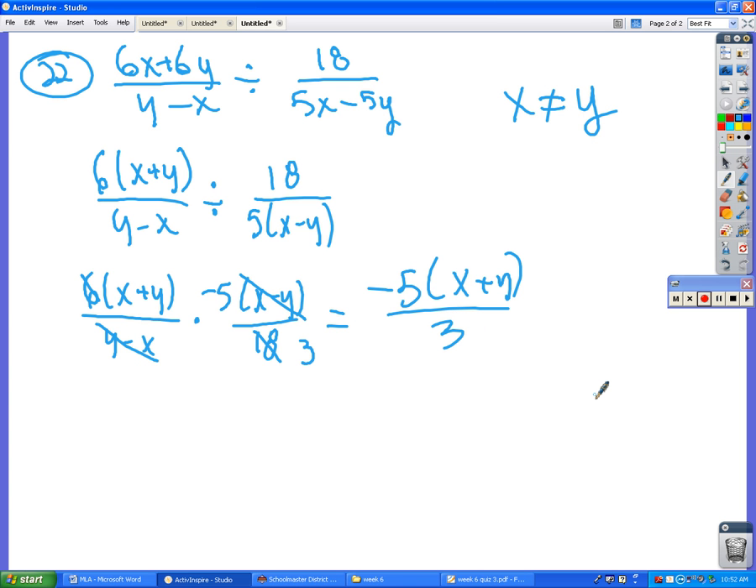Okay, so the moral of that story, getting number 21 wrong, is that if we're going to talk about the restrictions on the variables, we need to do the factoring first before we flip it over and multiply, so we can figure out what x can be. Okay, 25 and on.